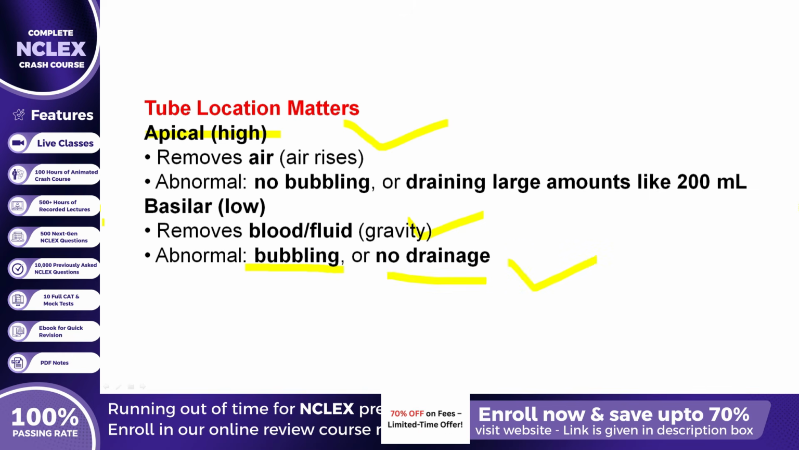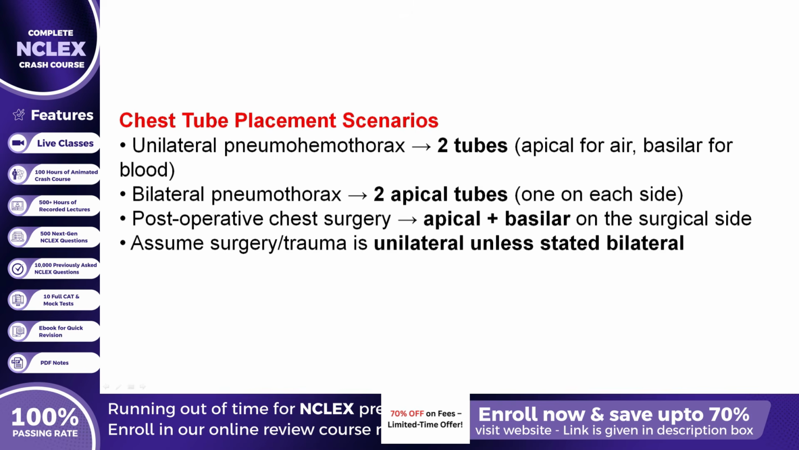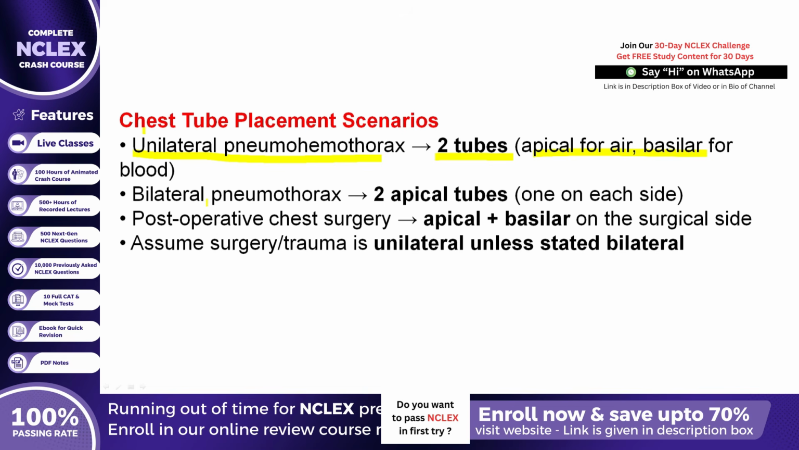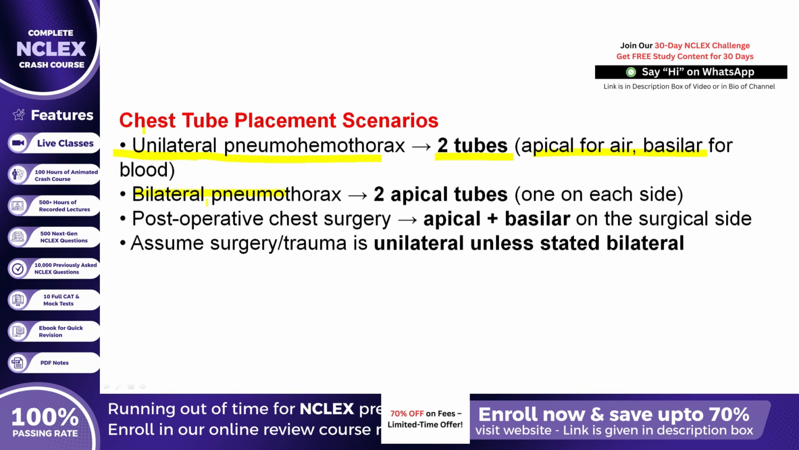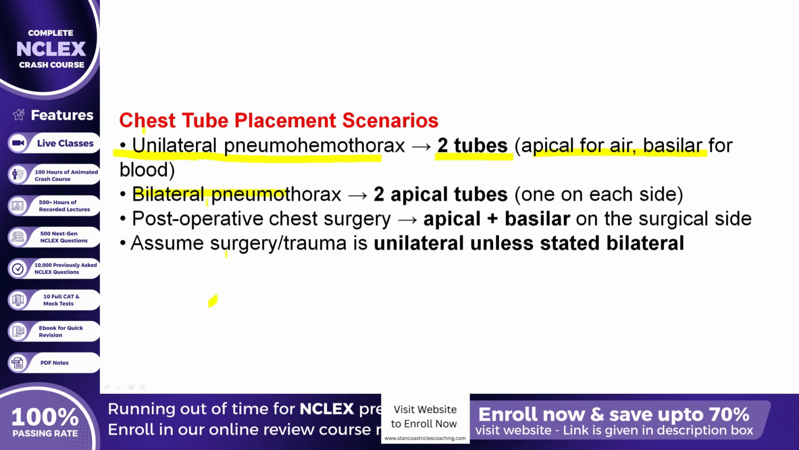Now let us walk through some chest tube placement scenarios. In a unilateral pneumohemothorax, there will be 2 tubes, with an apical tube for air and a basilar tube for blood. In a bilateral pneumothorax, there will be 2 apical tubes, one on each side. For postoperative chest surgery, there will be both an apical and a basilar tube on the surgical side. And unless it is clearly stated as bilateral, we always assume that surgery or trauma is unilateral.